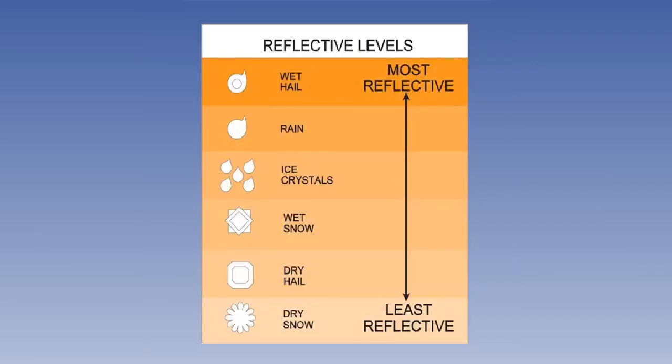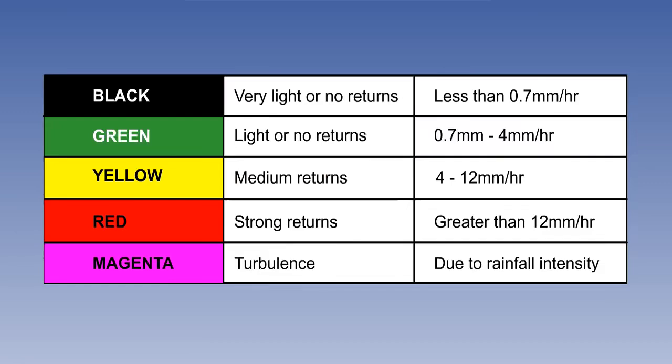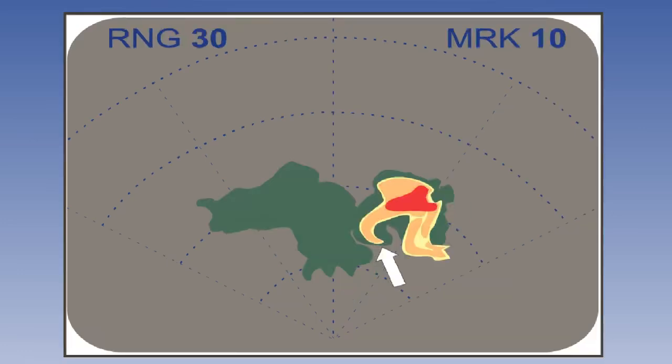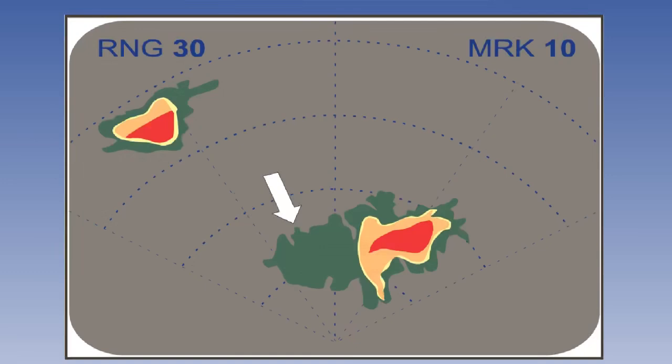Here we see the reflective levels of different precipitation types. In color weather radar systems, the weather targets are color-coded according to the intensity of the rainfall. We have seen that the areas of greatest potential turbulence occur where the colors are closest together and also where certain shapes are depicted, indicating hail activity. These shapes are the letter U, a finger, a scalloped edge, or a hook.